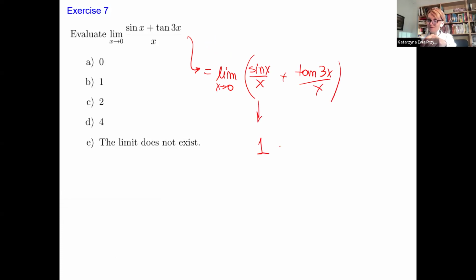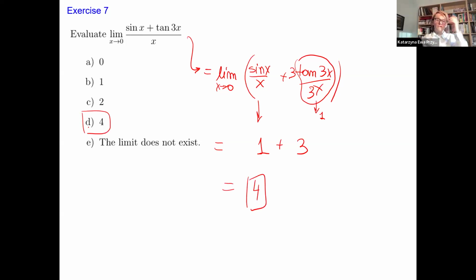And this one is definitely 1. And this one, we will do the tangent of 3x over 3x is 1, and the 3 stays. The answer, of course, is 4. But please be careful with just playing with the coefficients, because if it's cosine, then we have to be careful. Okay, good. Also nice question.